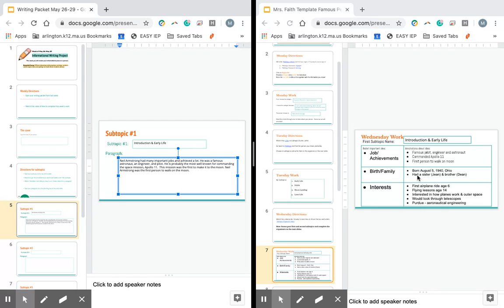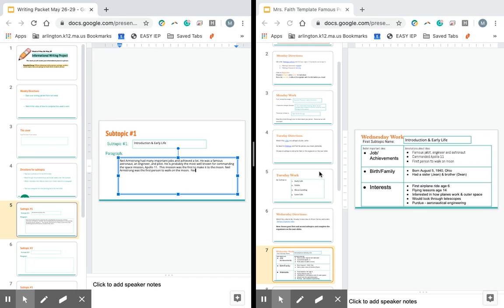Now I'm going to go to my next bullet point, which was about his birth and his family. So again, I'm going to use this bullet point to help me write my topic sentence to introduce these ideas. So I might say that Neil Armstrong grew up in Ohio and was born on August 5th, 1940.